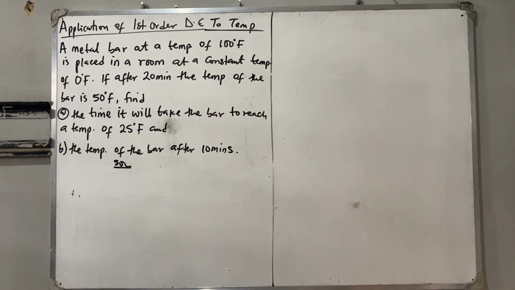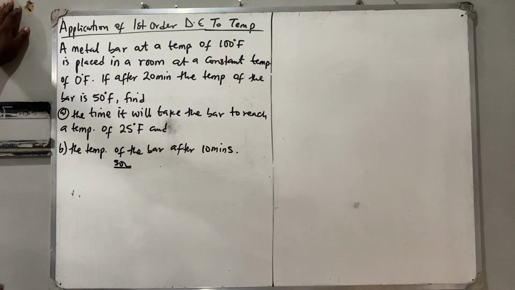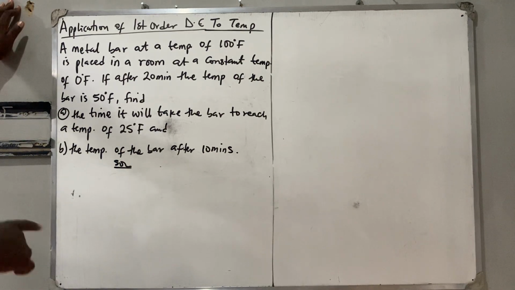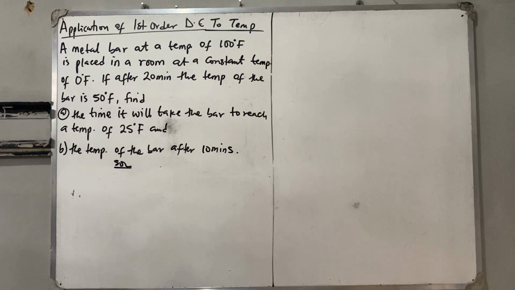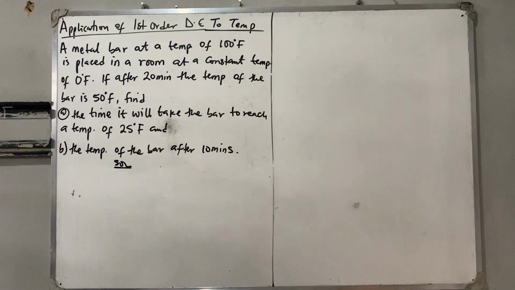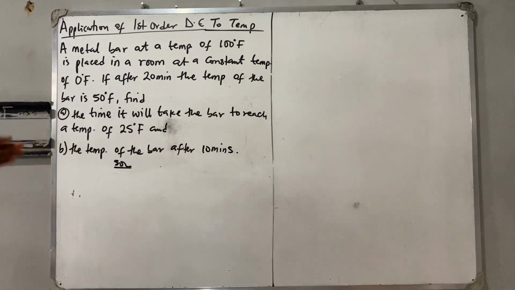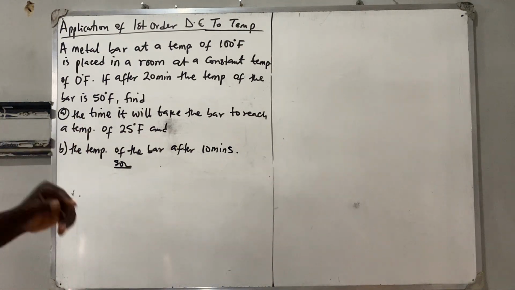In this video, we are going to be treating the application of first order differential equations to temperature. The question says that a metal bar at a temperature of 100 degrees Fahrenheit is placed in a room at a constant temperature of 0 degrees Fahrenheit. If after 20 minutes the temperature of the bar is 50 degrees Fahrenheit, we should find the time it will take the bar to reach a temperature of 25 degrees Fahrenheit. Secondly, we should calculate the temperature of the bar after 10 minutes.